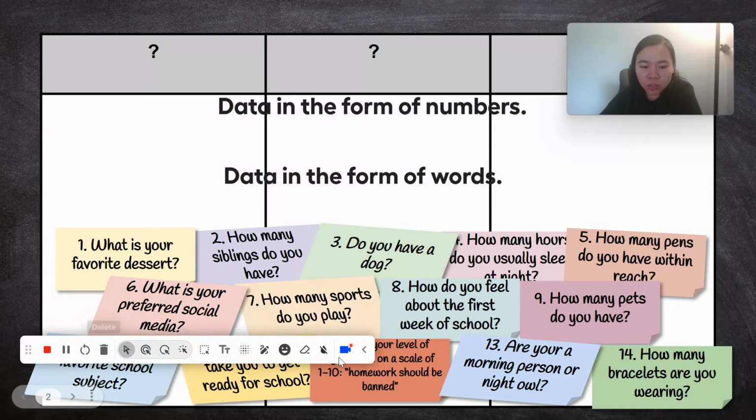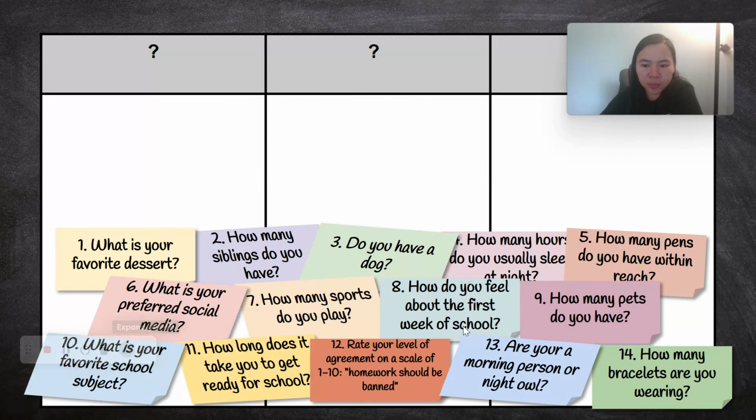And look at these questions here. Look at these types of questions. How can you tell that that question is going to give you numerical data? How can you tell if that question is going to give you categorical data? How do you know if it's going to be numbers or words? Is there a pattern in the way that these questions are asked?